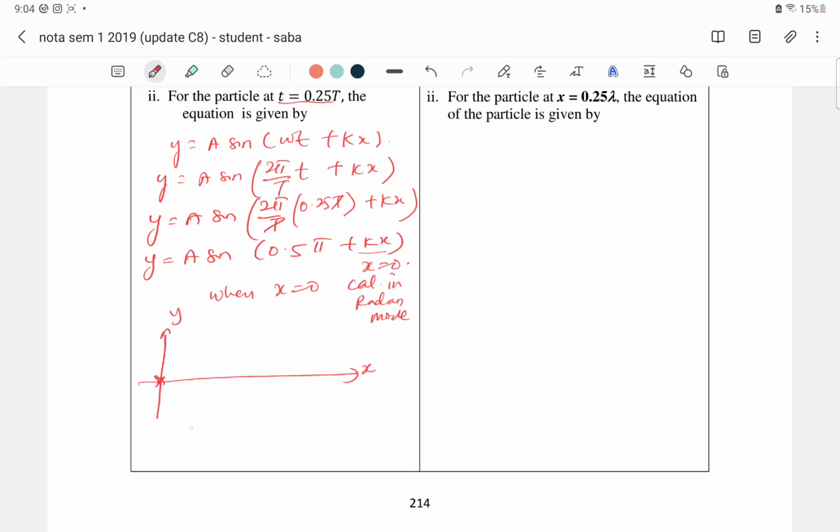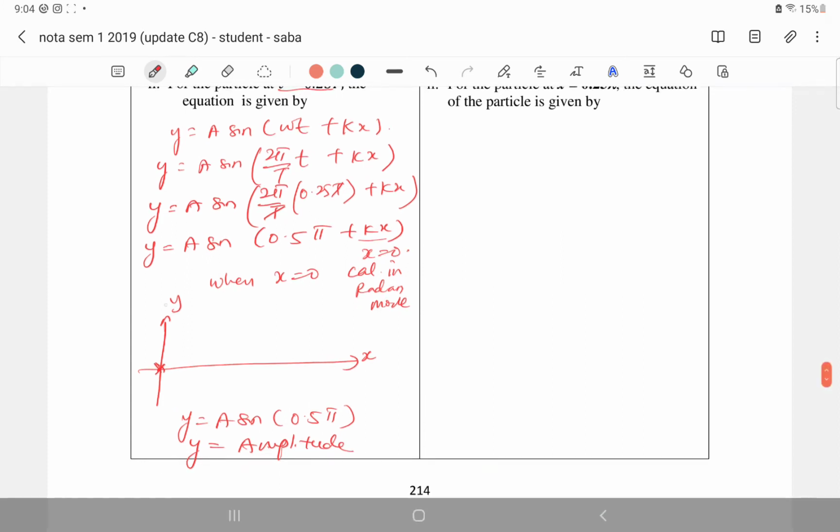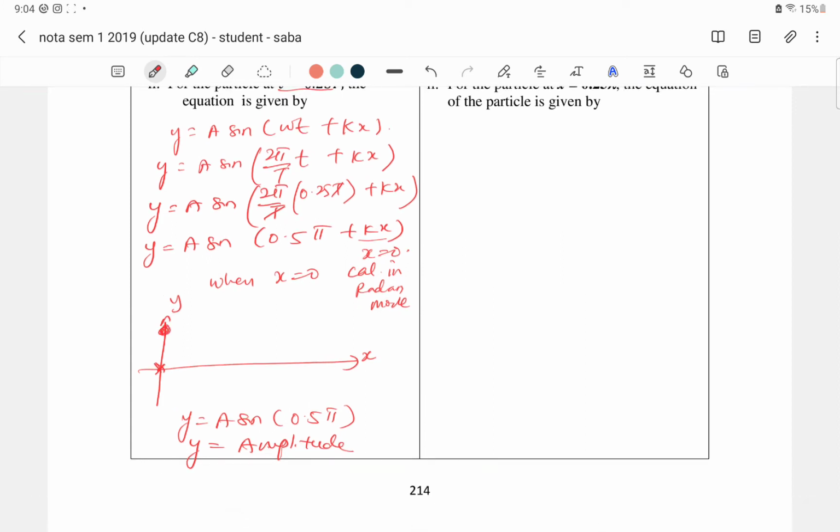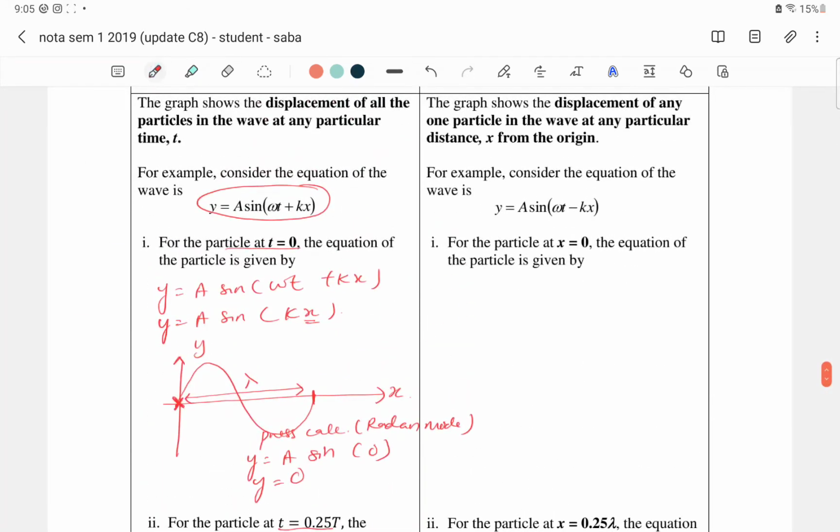Okay, so kat sini kan ada a sin 0.5 pi. Sebabnya x sudah kosong, so tekan, kita akan dapat amplitude. So bila amplitude, dia akan ada di sini. Kita start dengan maksimum. So your graph should be like this. So this one is your lambda. Okay. So seterusnya pula, okay, kita ambil yang ni.